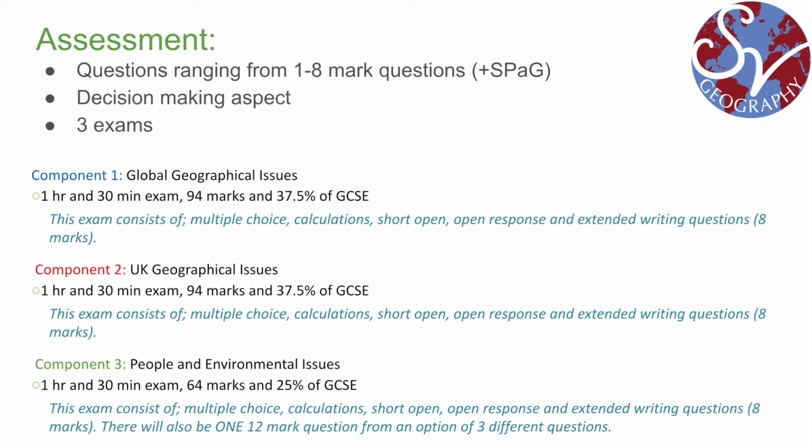Component 2 has the exact same structure as component 1, the same types of questions, the same percentage and the same time. Component 3 is also 1 hour and 30 minutes. However, there are a lot less marks to get from this one, and it's worth 25% of your GCSE. This is often known as a decision-making exam, and here you have one question at the end where you are given 3 possible options to choose from.